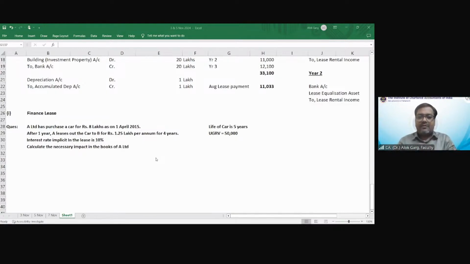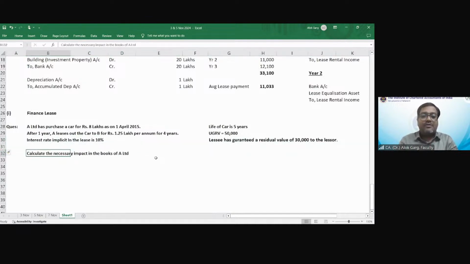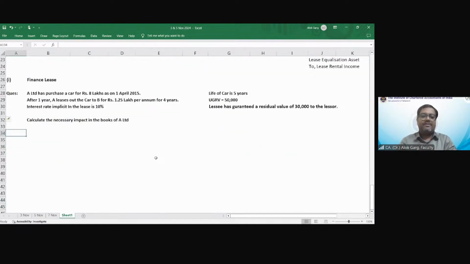So let me make this question more complex and let me write here. Lessee has guaranteed a residual value of, let's say, 30,000 to the lessor. Calculate the necessary impact in the books of A Limited. Let's solve this question.